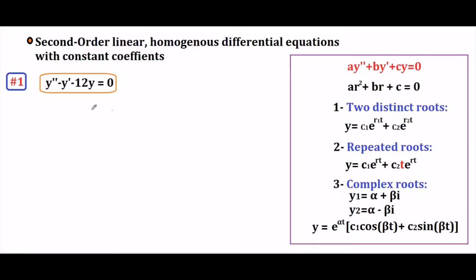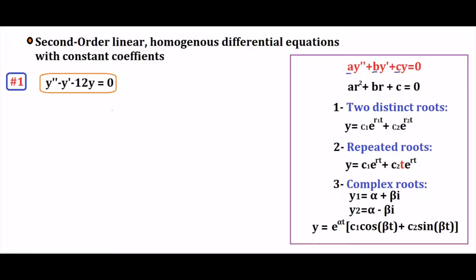Our problem number 1 is y double prime minus y prime minus 12y equals 0. Second order linear homogeneous differential equations with constant coefficients are the equations in the form of ay double prime plus by prime plus cy equals 0, where a, b, and c are the constant coefficients.